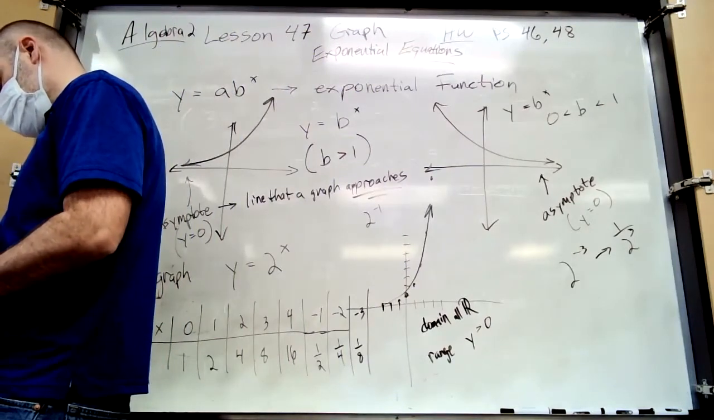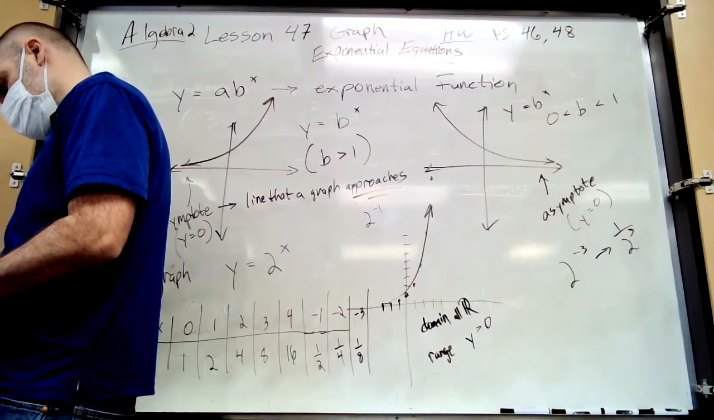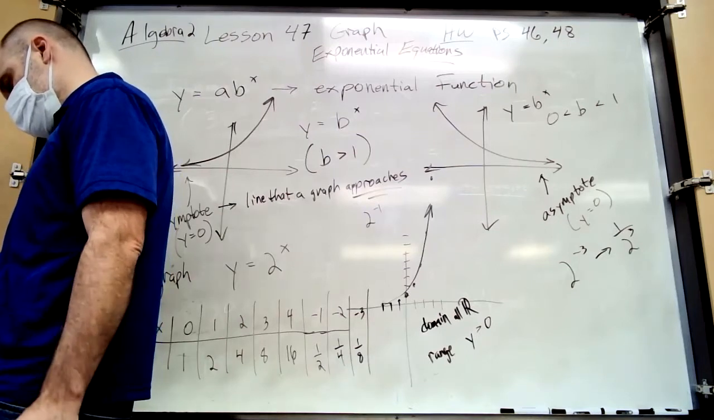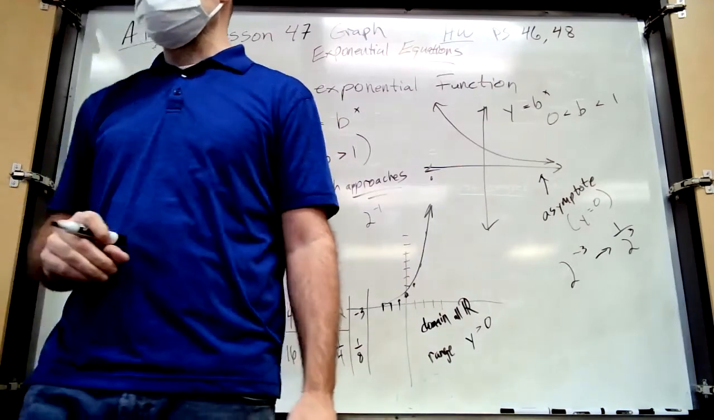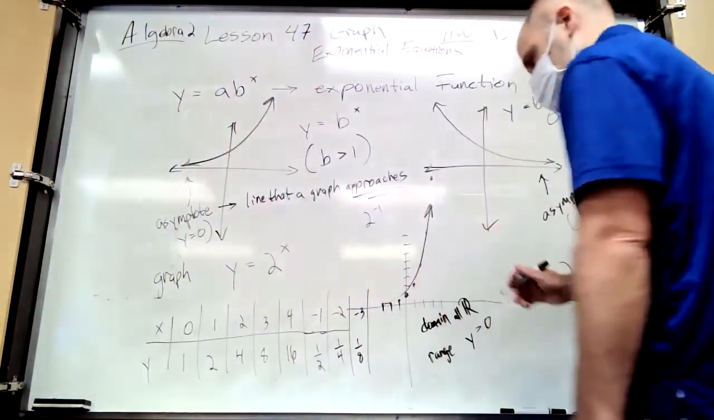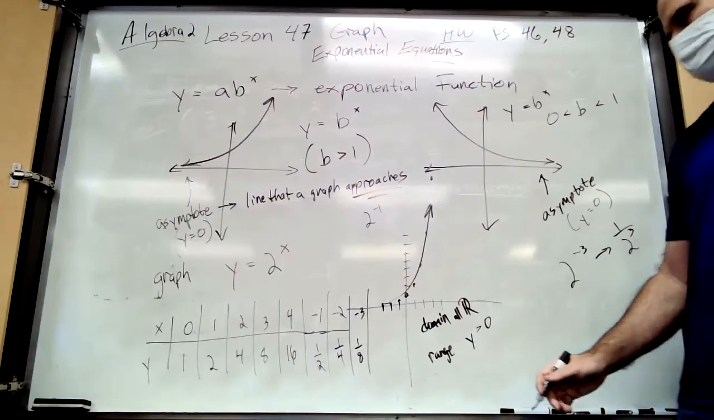Wait, I have a question. So this is going to sound super dumb. But if the bottom line can never cross the x-axis, wouldn't there be a value over there that could never cross a line?